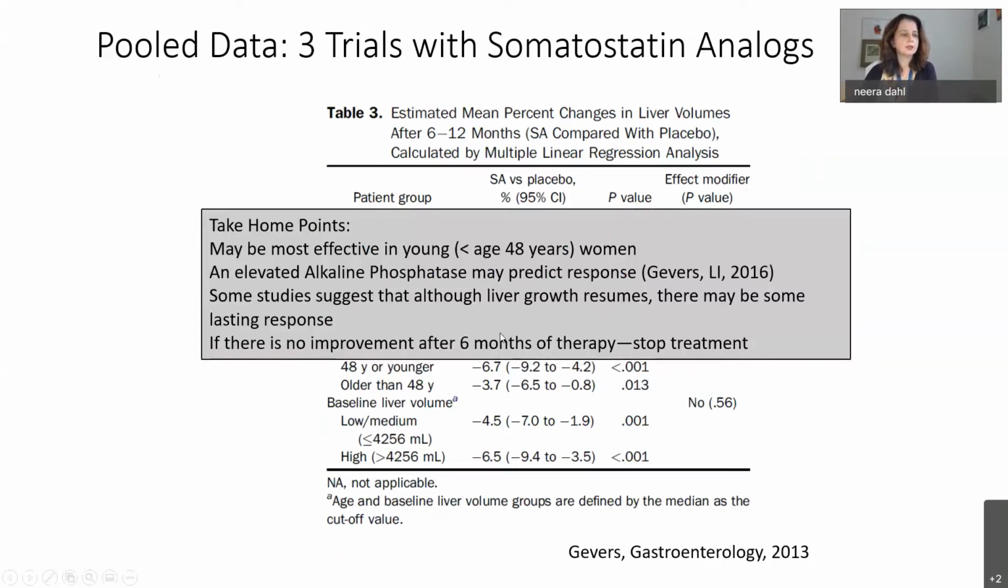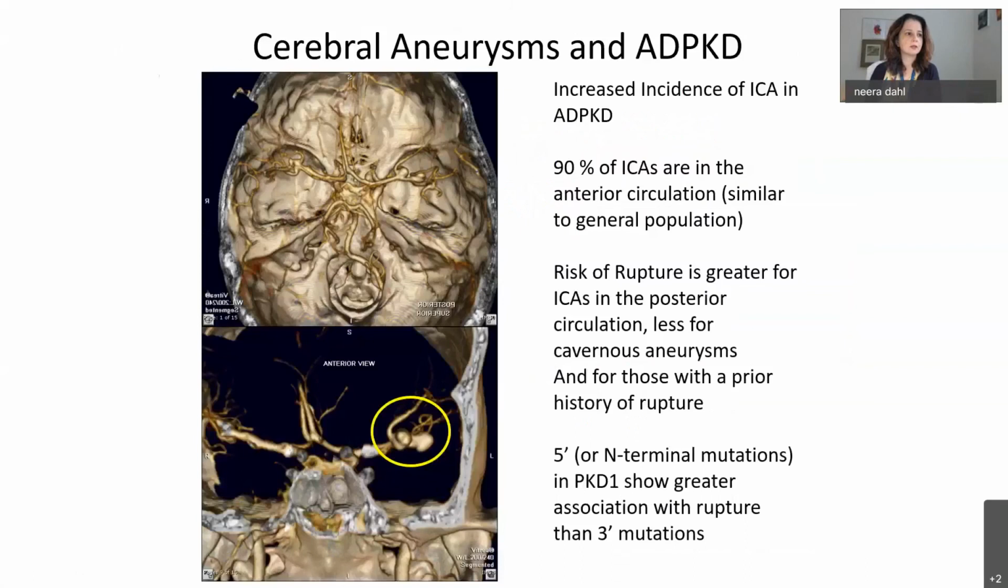And that some suggest, so on somatostatin, for most patients, there's a decrease in growth of the liver cyst size. And once the drug is stopped, the liver cyst growth resumes, but there may be some lasting benefit. And this is an expensive medication with a fair number of side effects. And so if there's no improvement after 6 months, the recommendation is to stop therapy at that point. But this is for symptomatic treatment.